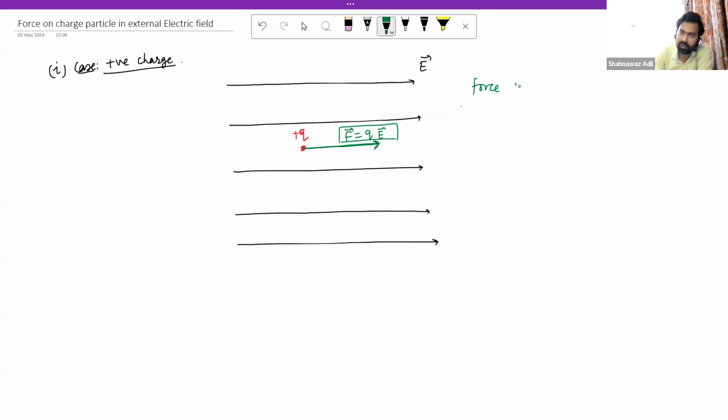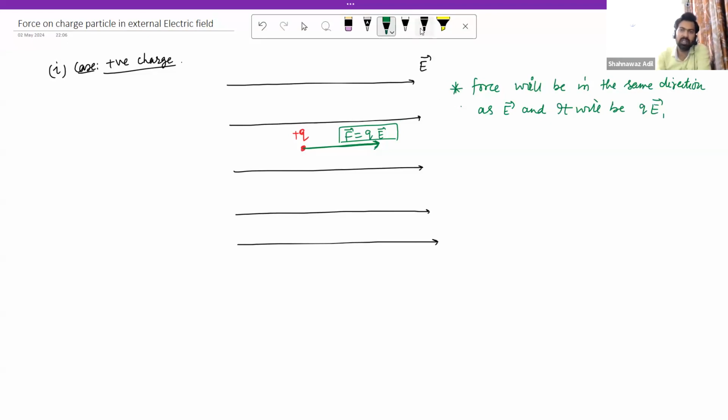So the force will be in the same direction as the electric field, and it will be QE. So this would be the force.